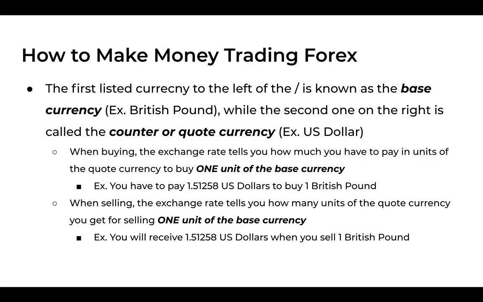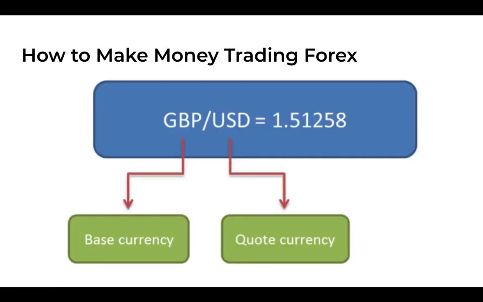So when buying, the exchange rate tells you how much you have to pay in units of the quote currency to buy 1 unit of the base currency. For example, you have to pay $1.51 and some change US dollars to buy 1 British pound. So you have to pay $1.51 to just get 1 British pound. So you're always paying in the quote currency. That's how much you have to pay with the quote currency in order to get the base currency.